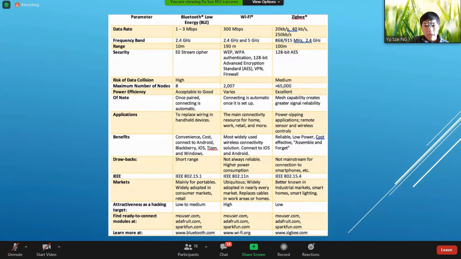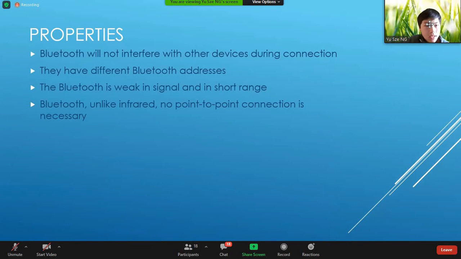the frequency hopping spectrum for transmitting data. They are used to transmit the radio signals by rapidly switching frequencies, with every data transmitted on every frequency of the spectrum. So as I talked about, they don't interfere with other devices during the connection, and they have 48-bit different addresses when they are doing the connection.